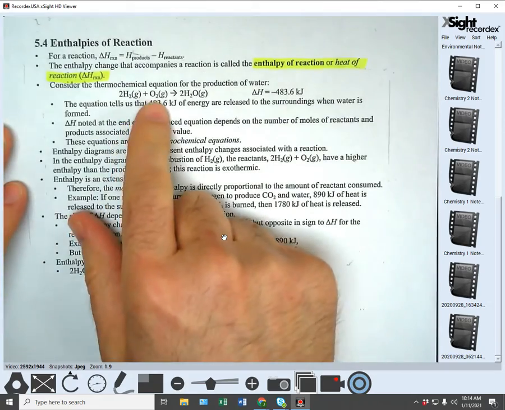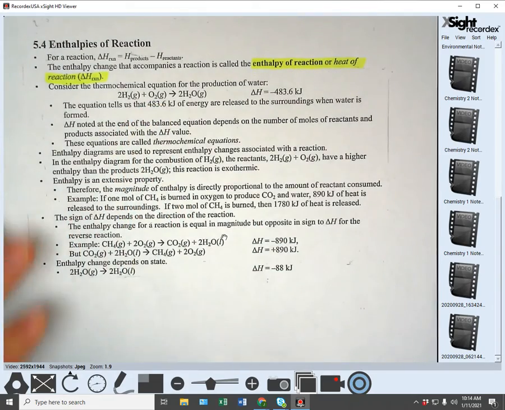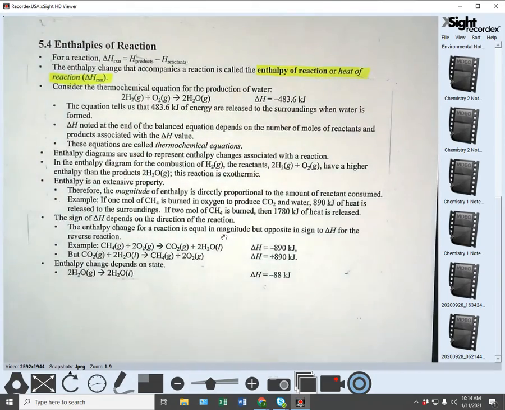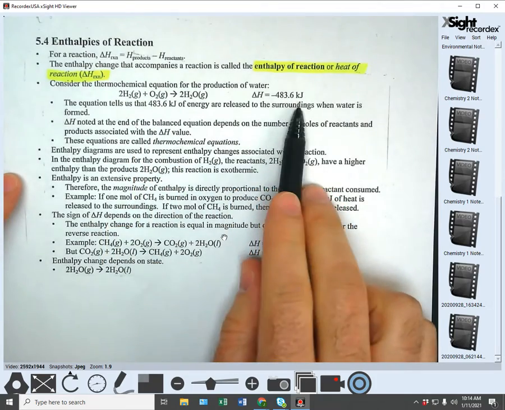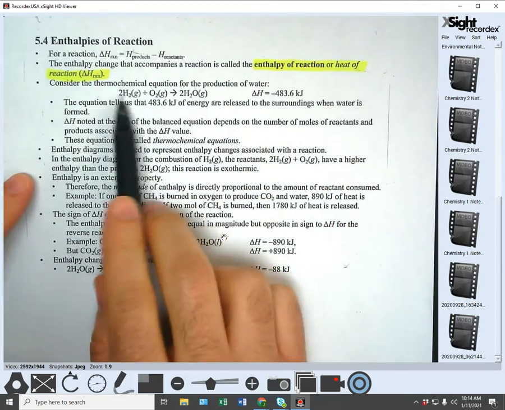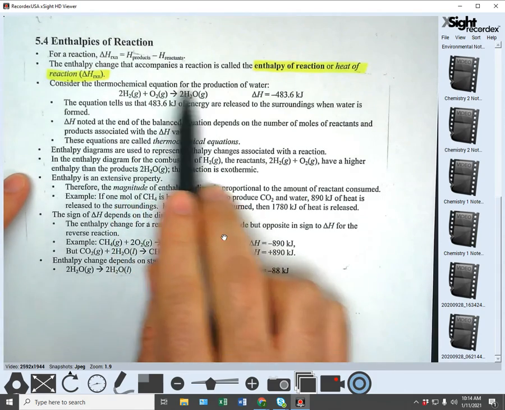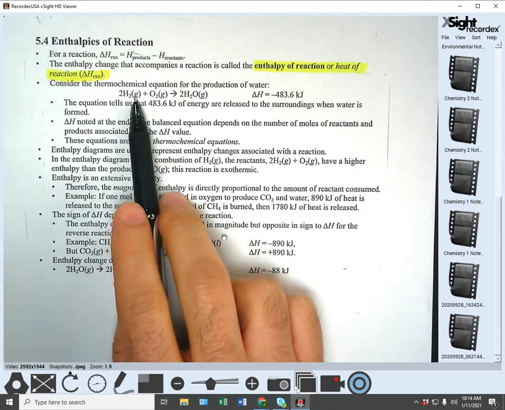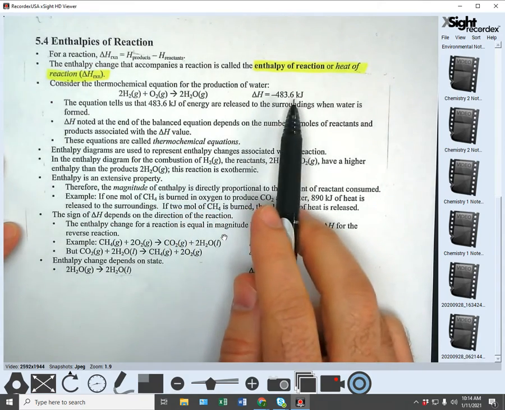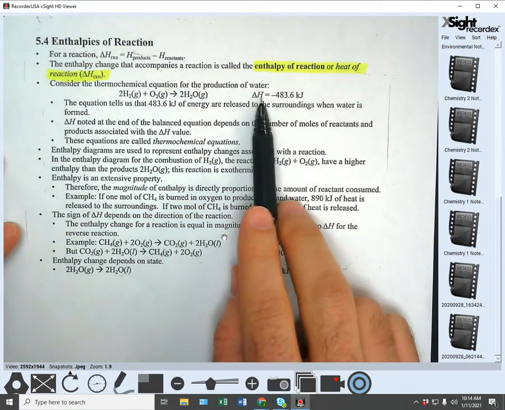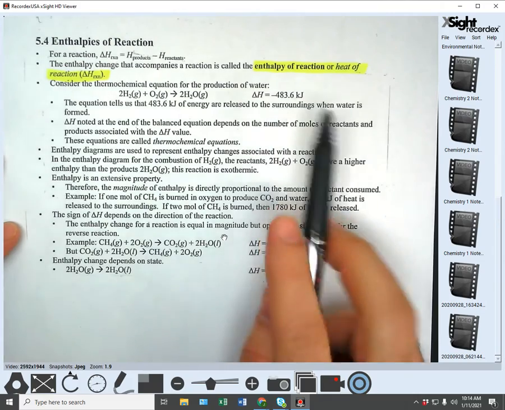Consider the thermochemical equation for the production of water. When they say thermochemical equation, the only difference between a chemical equation and a thermochemical equation is that a thermochemical equation typically gives the delta H for the reaction over here. So they give us the equation for creating water from hydrogen and oxygen gas, right? And we get the delta H over here.